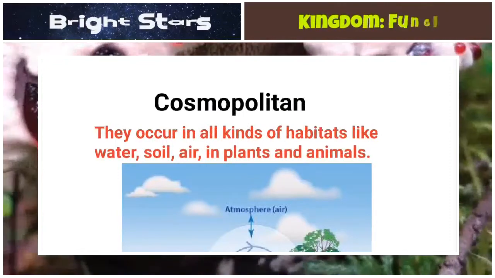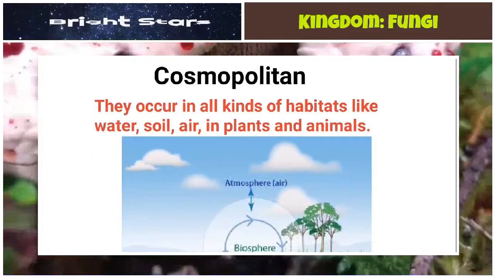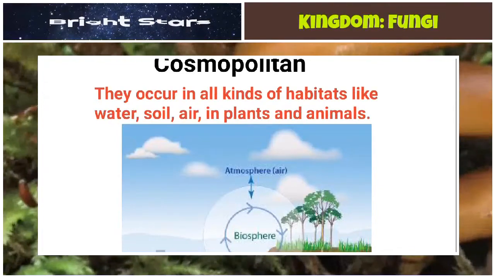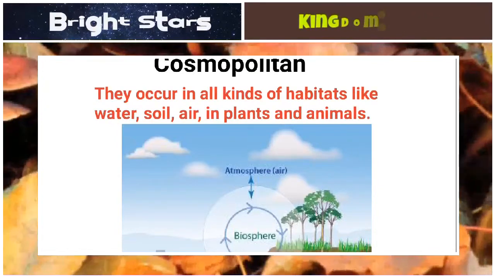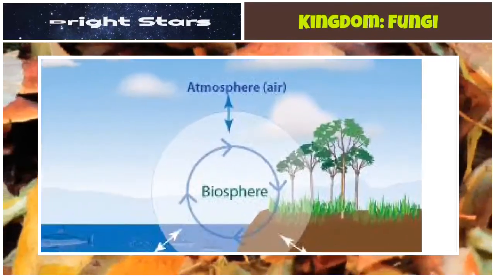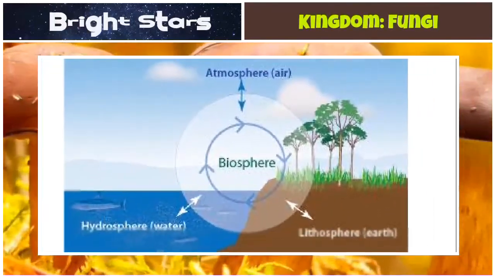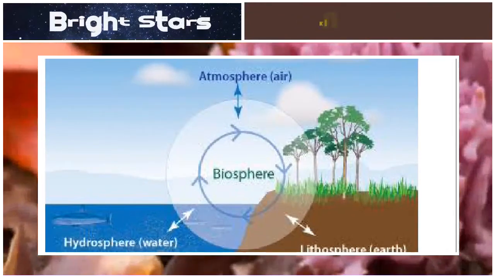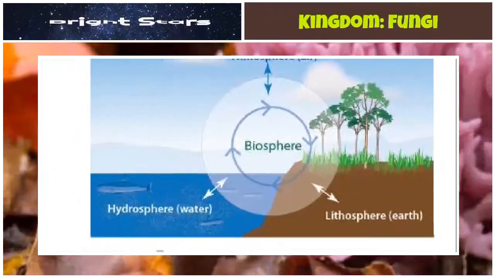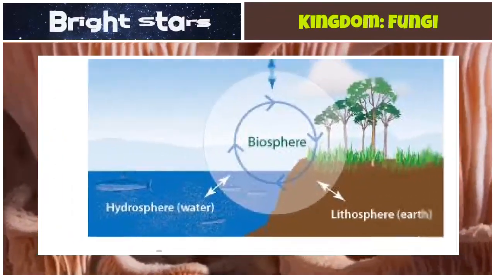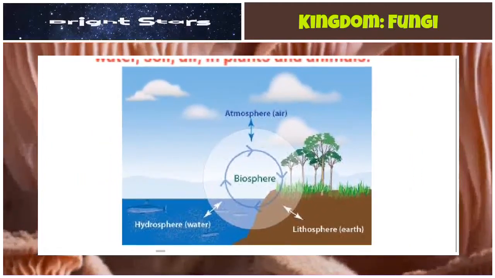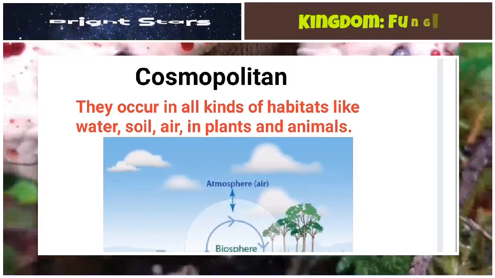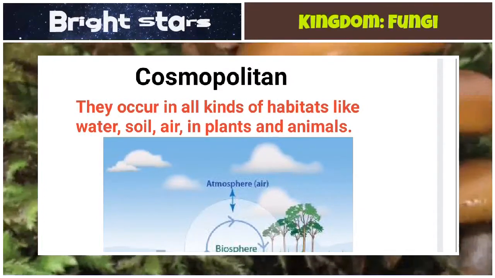Next thing is they are cosmopolitan. That means they occur in all kinds of habitats like water, soil, air, within plants and within animals. The biosphere is all over the atmosphere, hydrosphere and lithosphere. So in the air, hydrosphere means in water, lithosphere means in soil. Different kinds of fungi are present in different habitats. That's why we describe them as cosmopolitan.